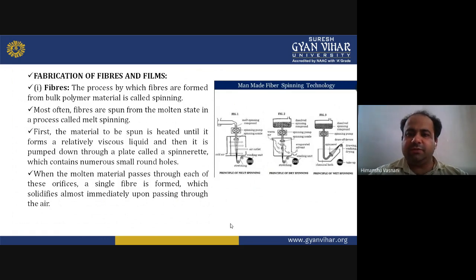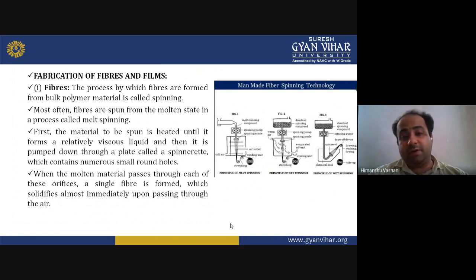The three kinds of spinning are melt spinning, dry spinning, and wet spinning. First you have melt spinning, and how the stretching and winding are done. In melt spinning, you have the spinning pump, and then you have the spinning nozzle in front of you with cold air, and the air outlet is there. Then you have a winding unit available.